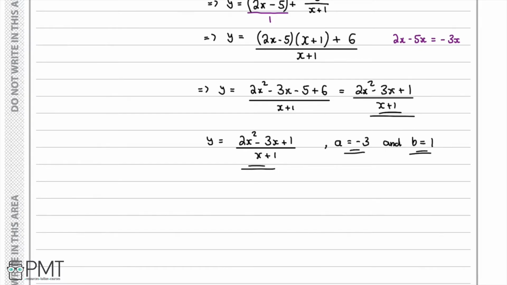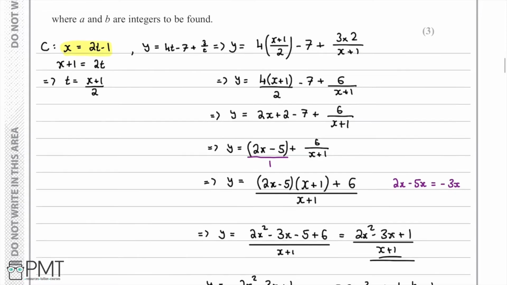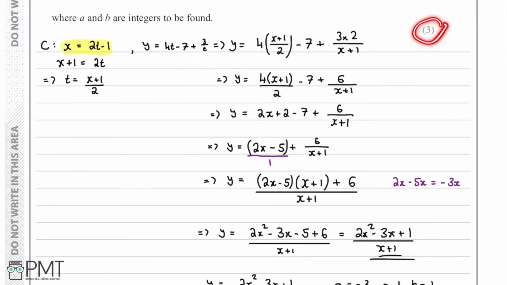And that is us. We have completed the question. So we're now going to take a look and see where we picked up our marks. So looking back at the question, this was worth 3 marks. So we pick up our first mark for attempting to substitute t equal to x plus 1 divided by 2. We pick up our first mark for trying to substitute that into our expression for y. So that's 1 mark we've picked up.